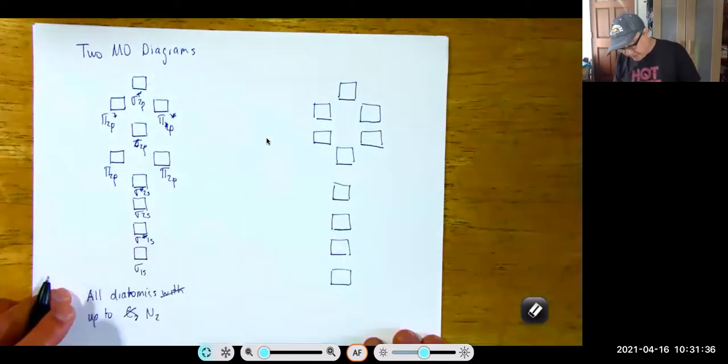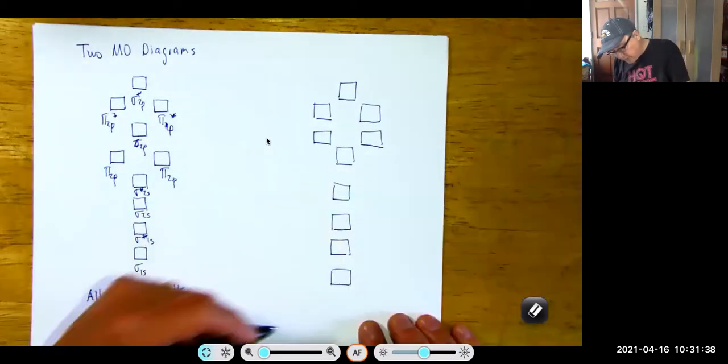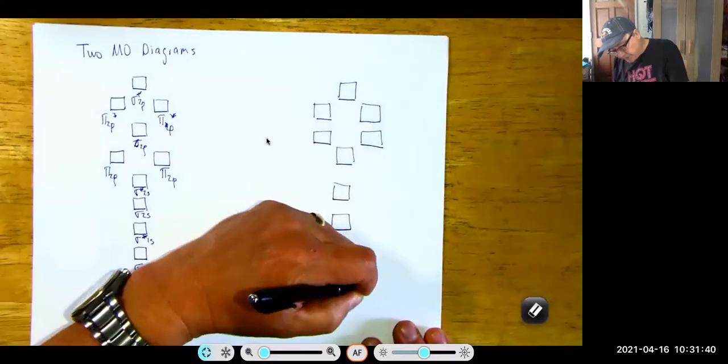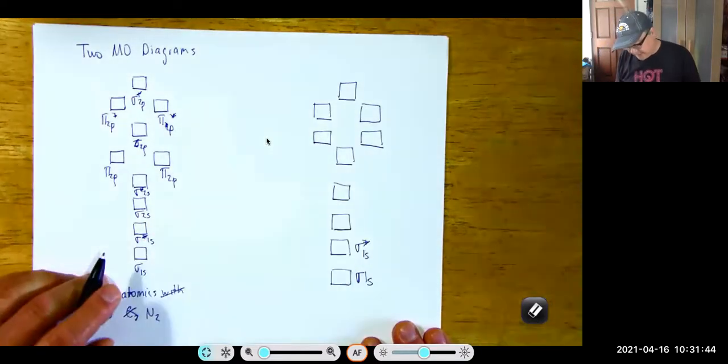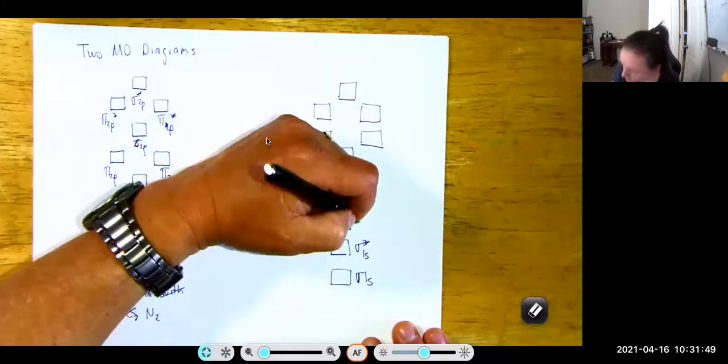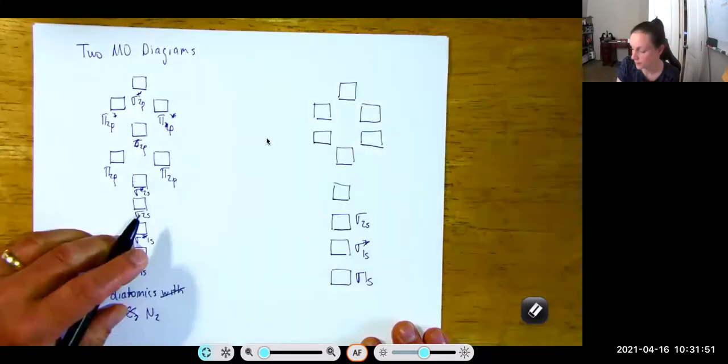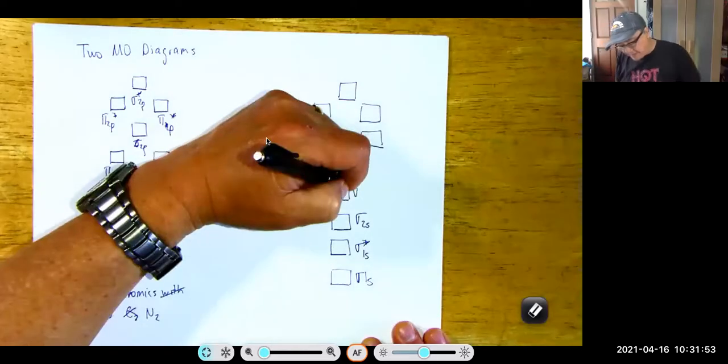I'm going to do the labels kind of to the side. So this is sigma 1s, and this is sigma star 1s. What comes next? Sigma 2s. Right, and then after that, sigma star 2s. Okay, and then after that, going up the middle.